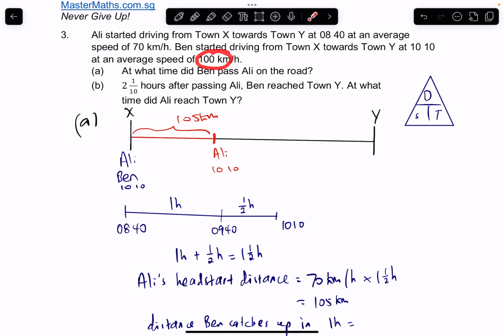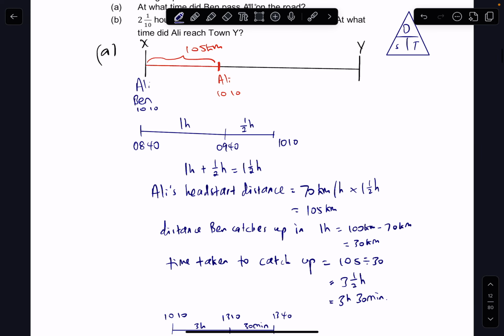So Ben starts at 10:10. You add 3 hours, that would be 13:10, 1:10 p.m. And then add another 30 minutes, that will be 1340. Final answer for part A.